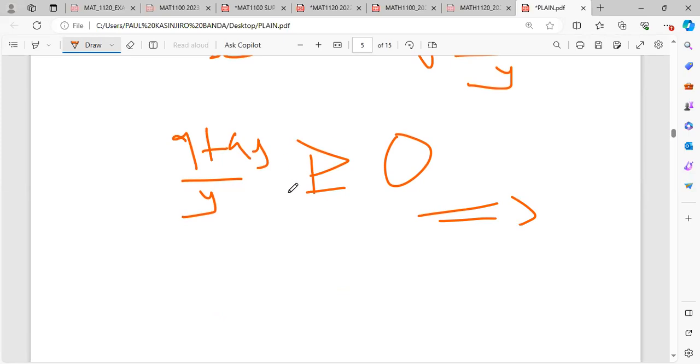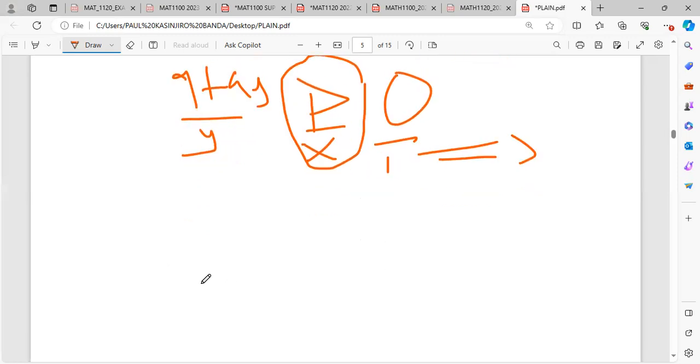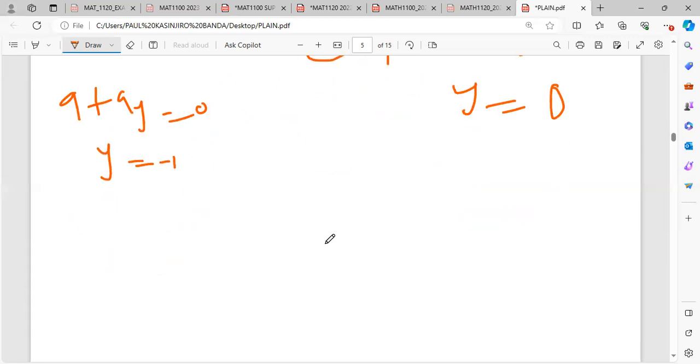Whenever you have an inequality, never cross multiply. You can't cross multiply here, because this is not an equal sign. Whenever you have an inequality, you find critical points and then plot them on the table. So what are my critical points? 9 plus 9y equals 0, so my y there will simply be minus 1. The other one is just y equals 0. Then I plot them.